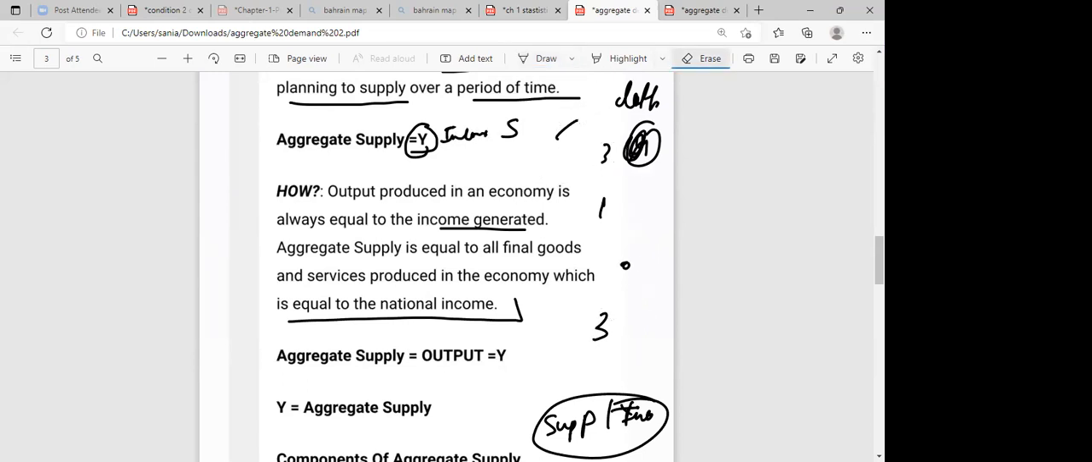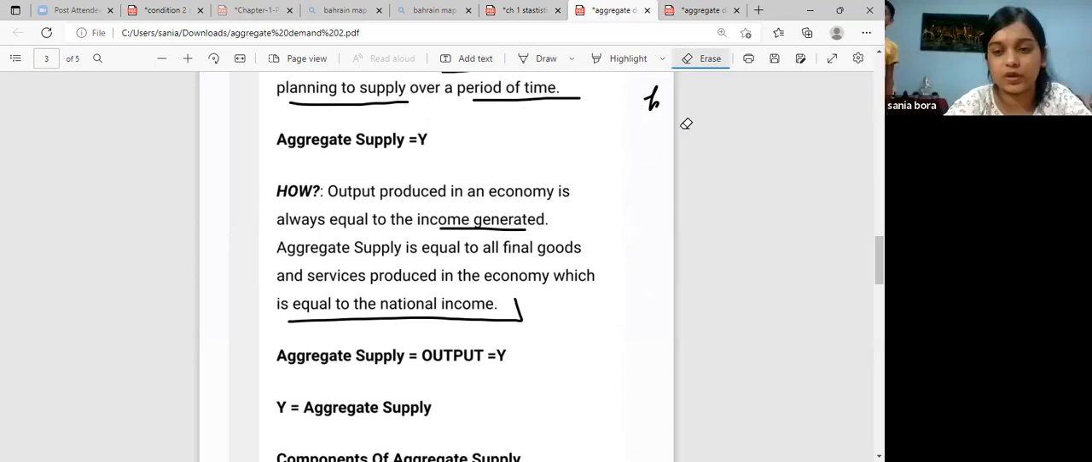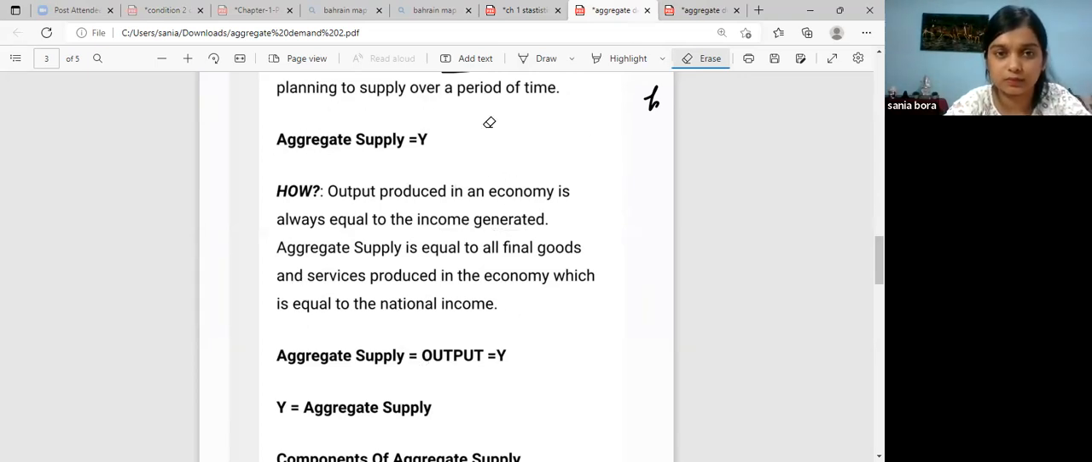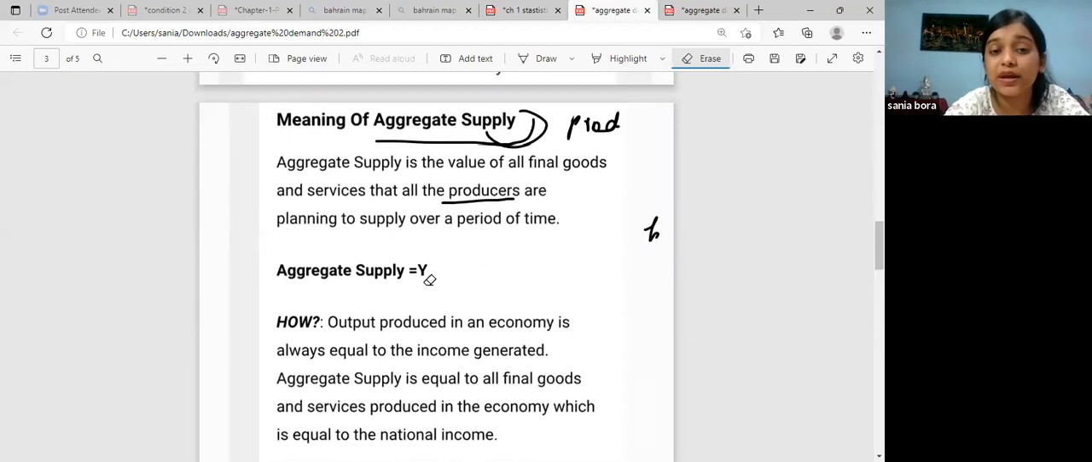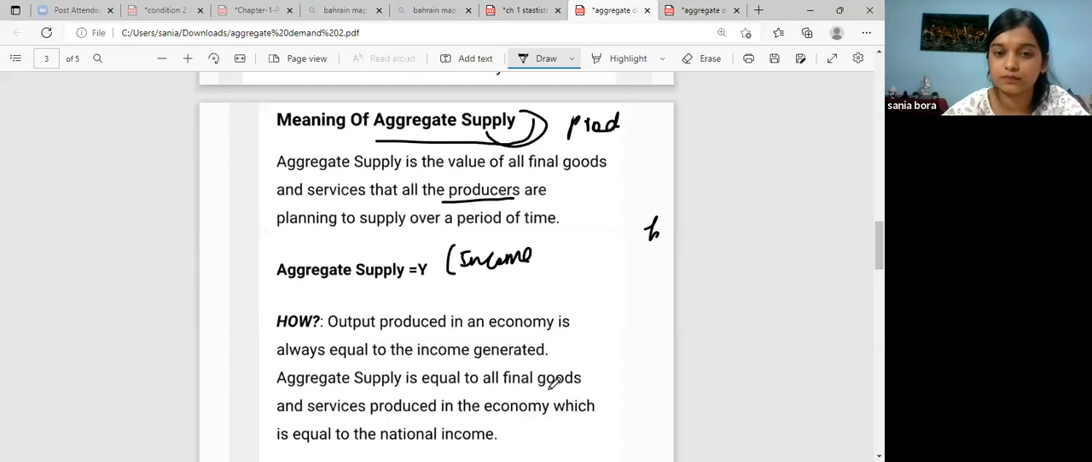Yes, ma'am. Okay. So first of all, you will write the meaning of aggregate supply. Then you will write aggregate supply equals Y, and in brackets, you will write Y is your income. And then, how? Whatever you are producing, output produced in an economy is always equal to income generated. Because of that output only you will generate your income. Okay, so quickly write it down.